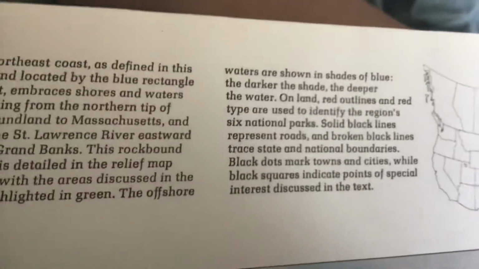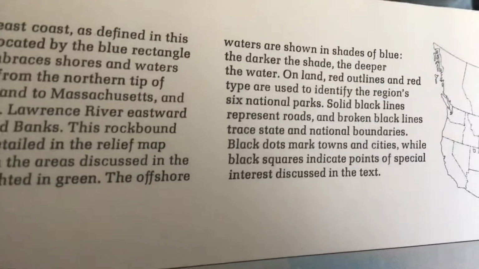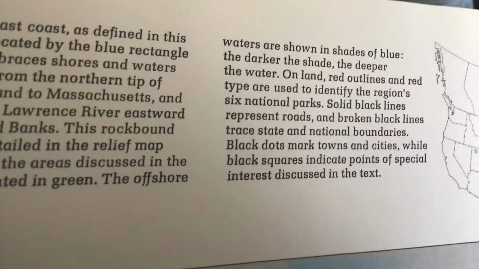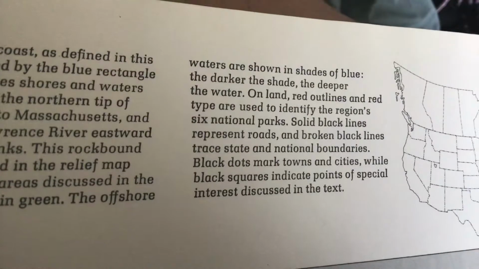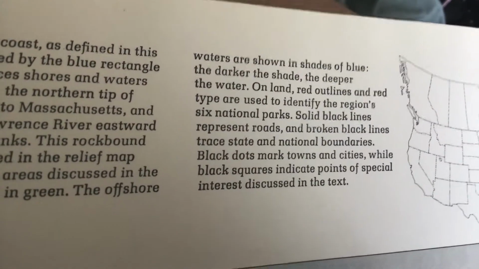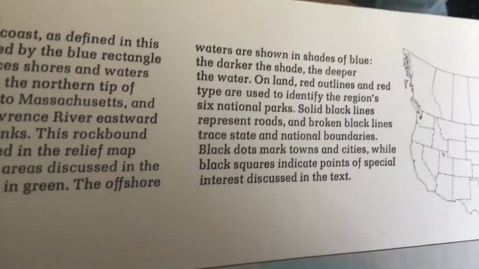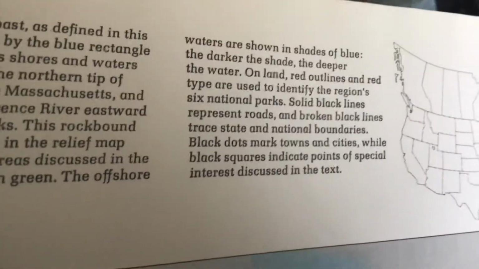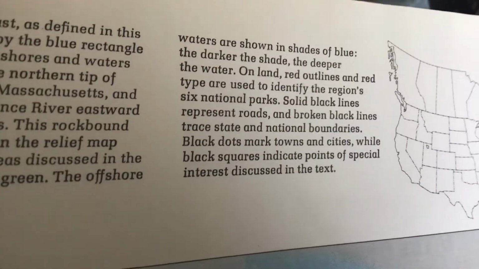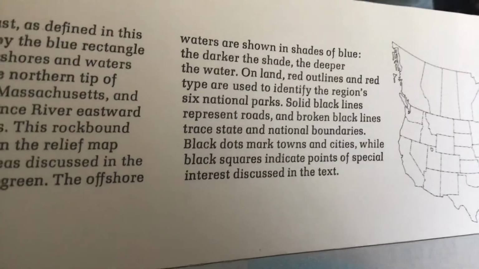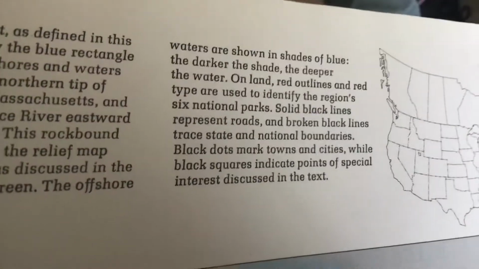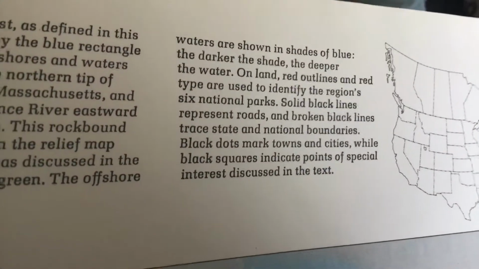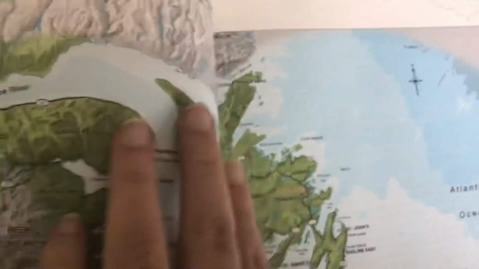The offshore waters are shown in shades of blue. The darker the shade, the deeper the water. On land, red outlines and red tape are used to identify the region's 6 national parks. Solid black lines represent roads. Unbroken black lines trace state and national boundaries. Black dots mark towns and cities, while black squares indicate points of special interest discussed in the text. This is the northeast coast.